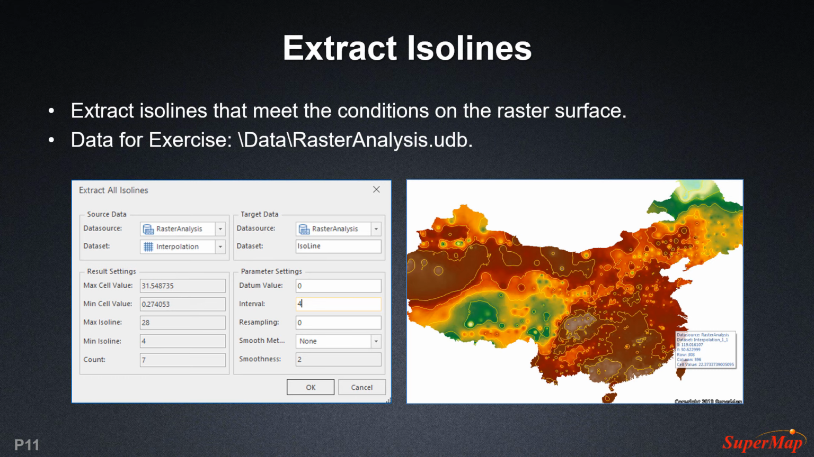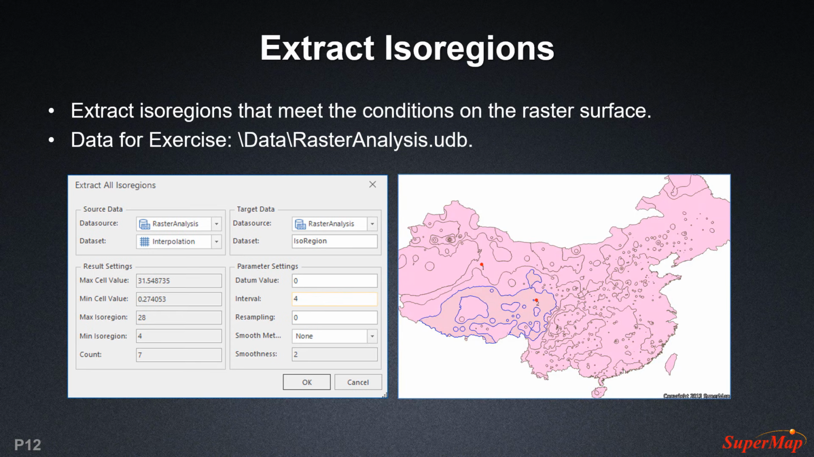So this is our third step in our exercise, and we're going to extract some isolines that meet the conditions on the raster surface. And our fourth and last step for this exercise is going to be extracting isoregions, whereby we extract isoregions that meet the conditions on the raster surface. So let's go ahead and do these final two steps.